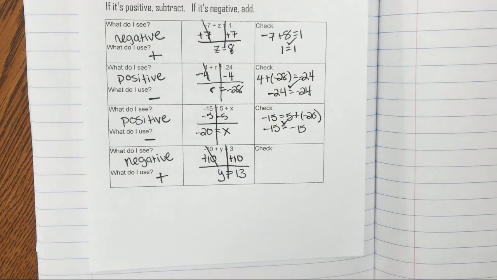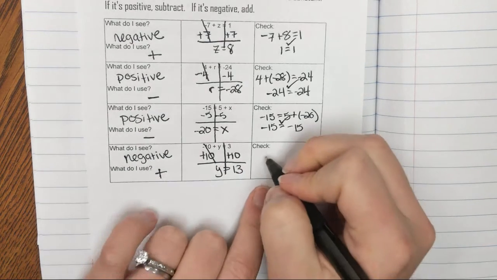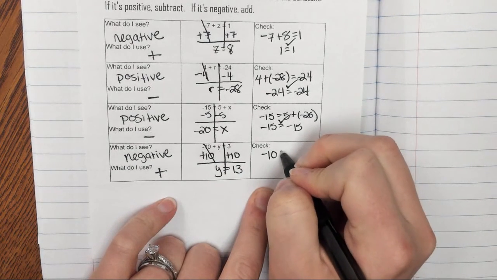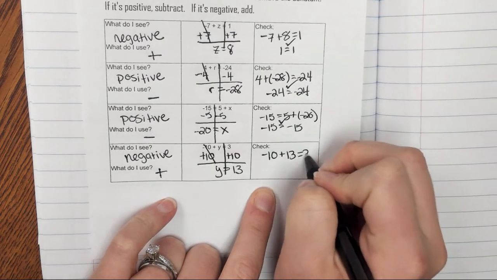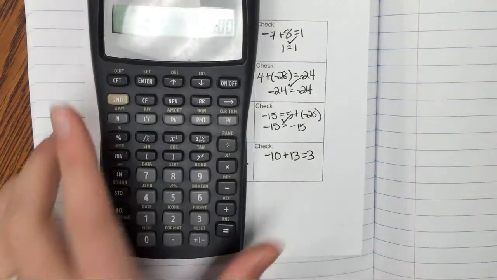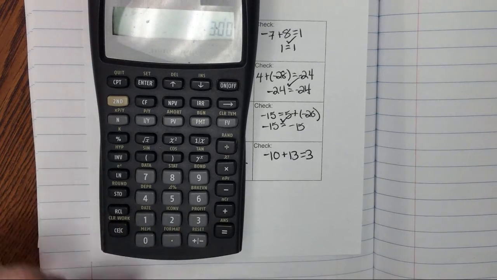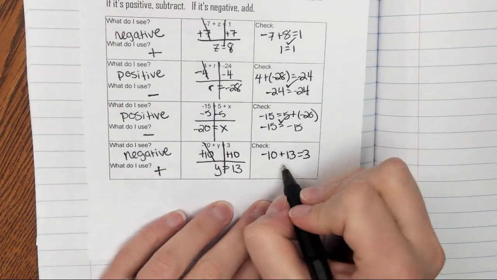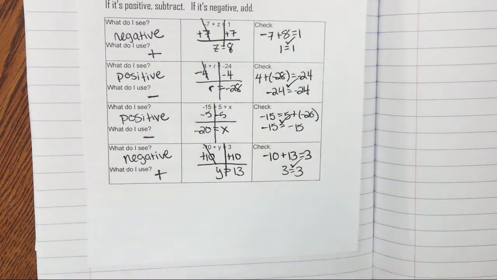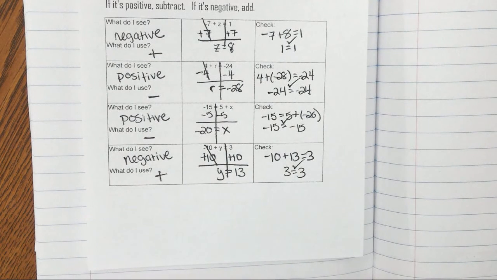And last but not least, I'm going to perform my check. So I have negative 10 plus 13 equals 3. Double check in my calculator, negative 10 plus 13 is equal to 3. So I have 3 equals 3. Answer checks out, and we are done for today.